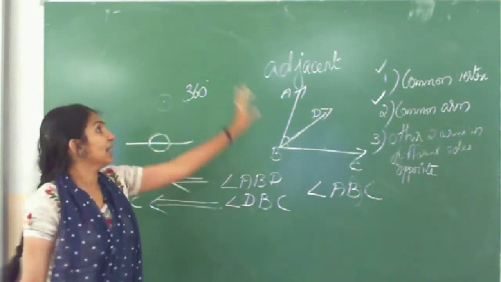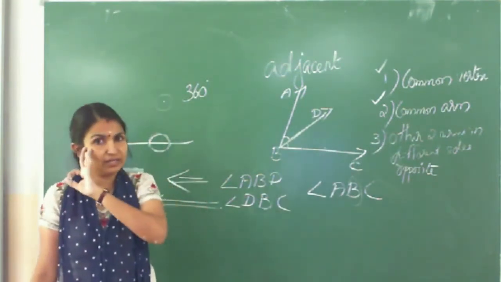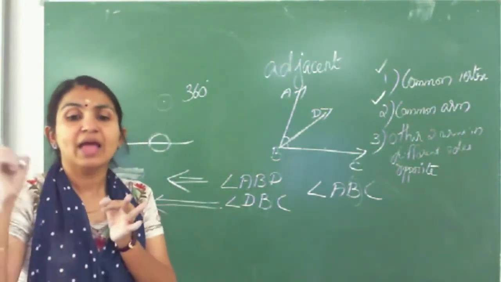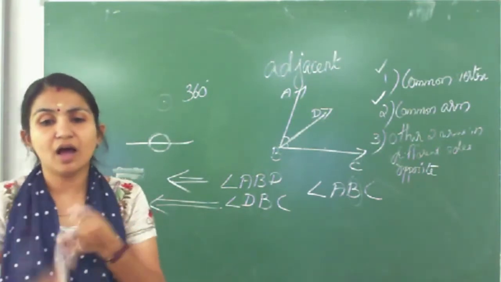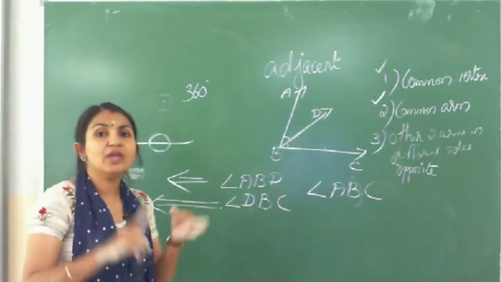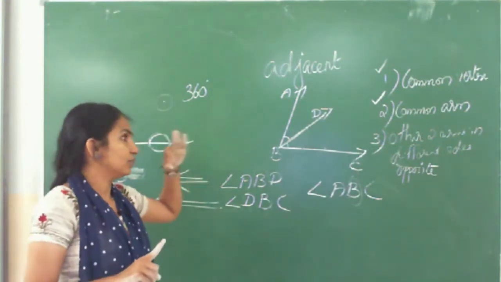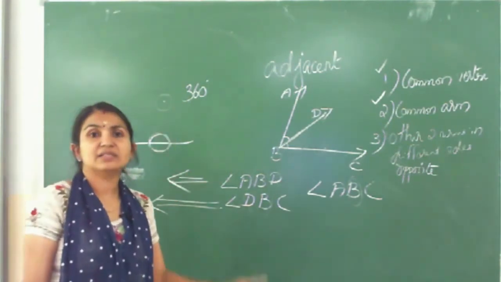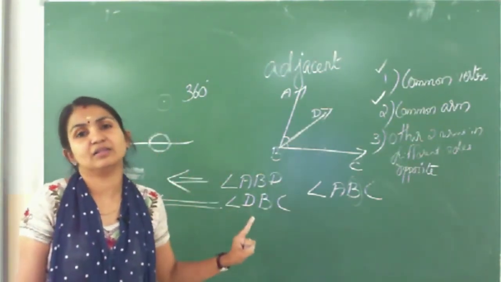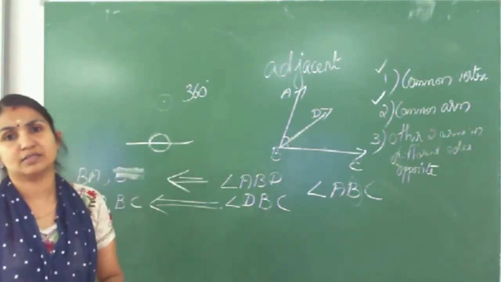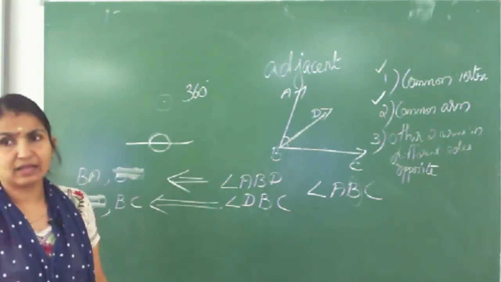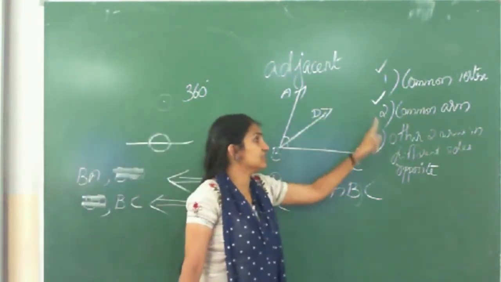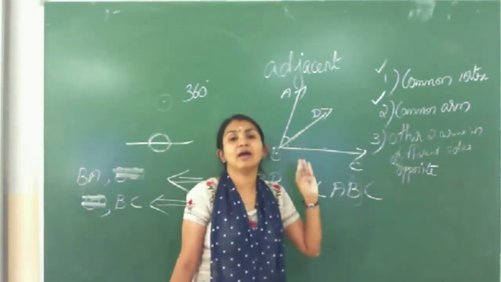So to become an adjacent angle, three criteria should be satisfied. They should have a common vertex, they should have a common arm, and the other arms of the angles should be on opposite sides of the common arm. If it satisfies these, then we can say that the given angles are adjacent angles. You have to understand these three points. Only if all three are satisfied can we say that they are adjacent.